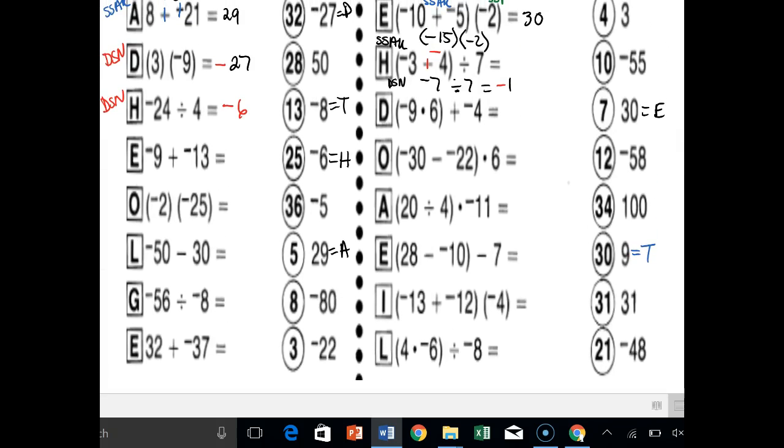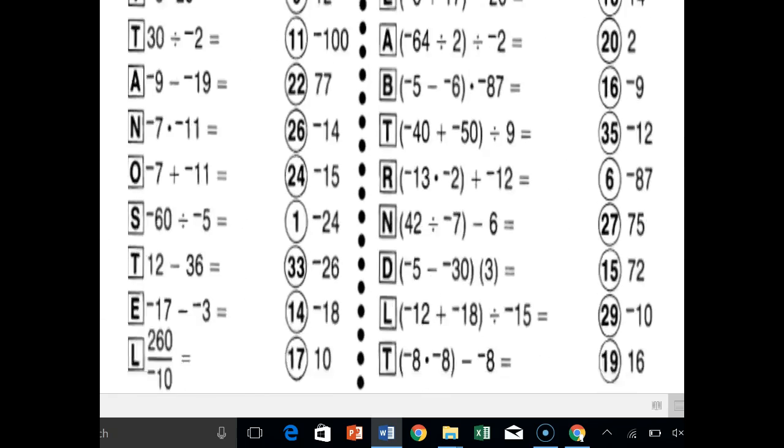Right, let's do another one. So parentheses says do negative 9 times 6 first. Those are different signs, negative, so that's negative 54. Then plus a negative 4, and that's same signs, add, keep, so that's negative 58. Same signs, add them up, and keep the sign. So that is letter D. So on 12, you put the letter D.